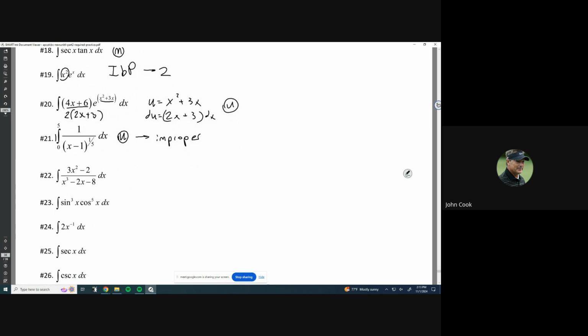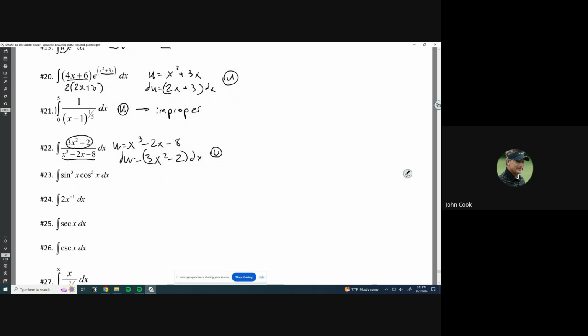Okay, and then let's see here. Let's try and do the derivative for this, the bottom part, because that might give me the numerator. X to the third minus 2x minus 8. Let's see if it can be a u sub. Du would be equal to 3x squared minus 2. Yeah, sure enough. This is just a simple u sub on this one.